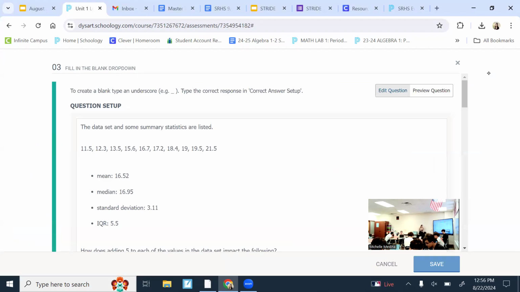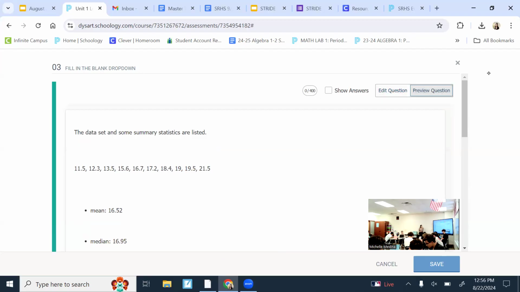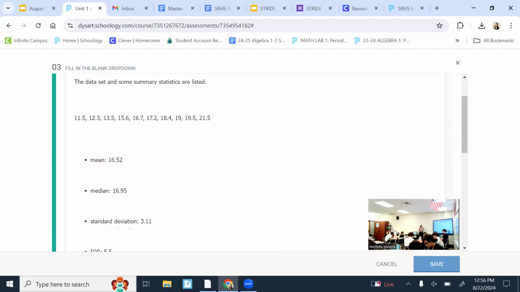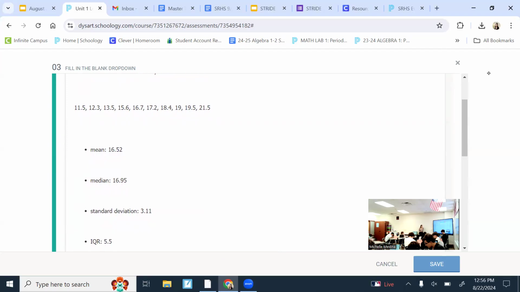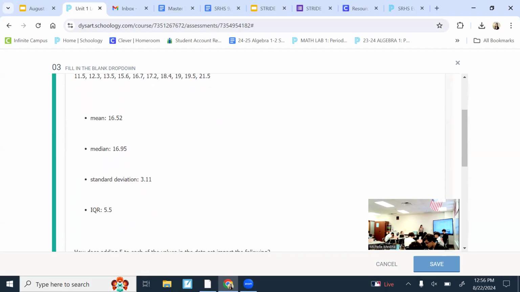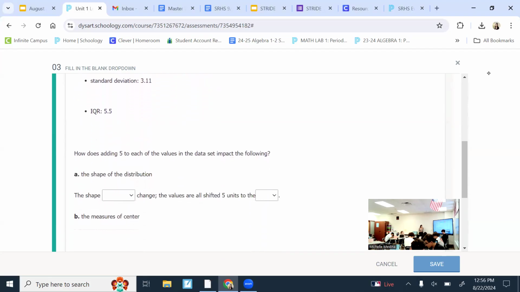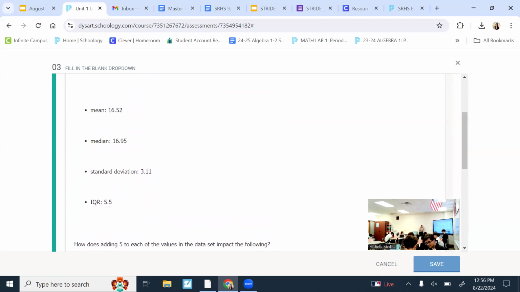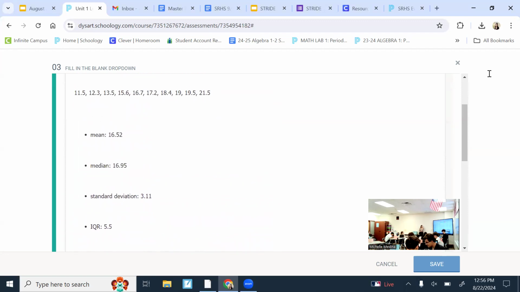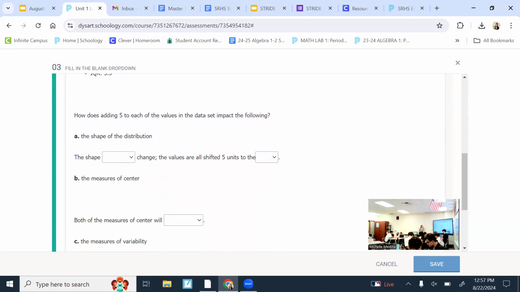So for this one, the data set and summary statistics are listed. So here's my data set, here's my summary statistics. So they already found the mean, median, standard deviation, all of that. It says, how does adding 5 to each of the values in the data set impact the following? While you could literally add 5 to each of these and then put it in a calculator and answer some of these questions, I do think some of it can be answered without it.